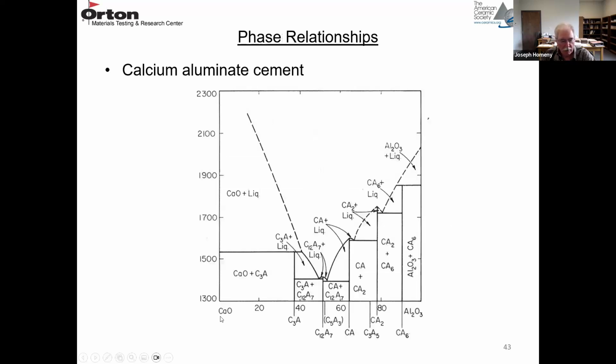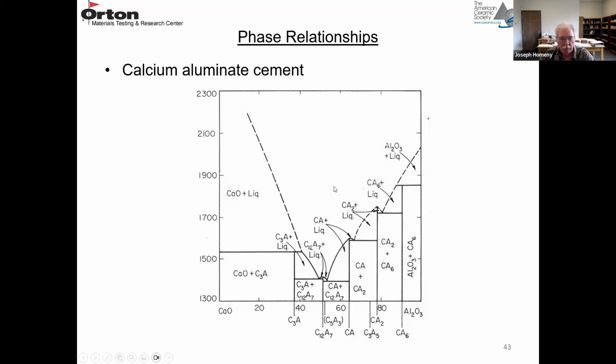So if you look at the phase diagram between CaO and Al2O3, this is 100% Al2O3 on the right and 100% CaO on the left. And we're going from maybe 1300 to 2300 degrees C. So here's CA6, CA2. There's another compound here, C3A5, that occurs at lower temperatures. Here's CA, and here's C12A7. So going from right to left, you're increasing the lime content. And you can see what's happening to the use temperatures here.